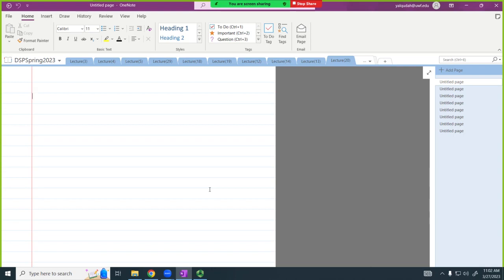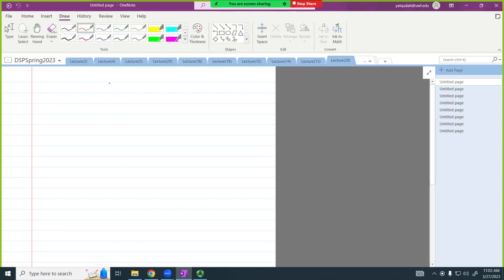So what we're going to do today is talk about frequency transformation, and then we're going to start the second type of filters, which are the FIR filters. So our topic is frequency transformation.